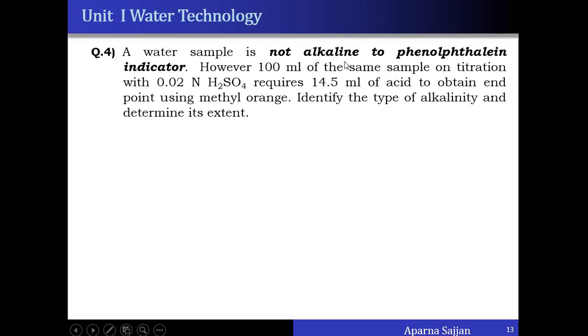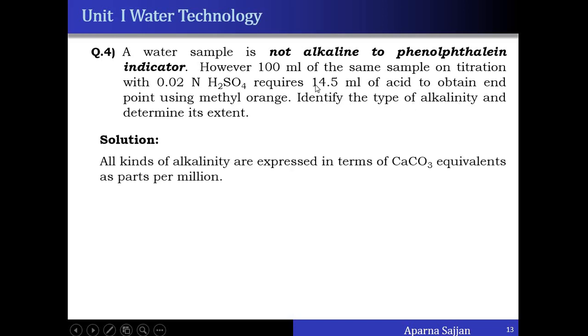Next is another case. Water sample is not alkaline to phenolphthalein indicator, which means that clearly P is 0. However, 100 ml of same sample on titration with 0.02N H2SO4 requires 14.5 ml of acid to get the endpoint using methyl orange. Identify the type and amount of alkalinity. So here again only one type of alkalinity is present because phenolphthalein endpoint is 0 and whatever the endpoint is there, it is methyl orange and it is also the total.